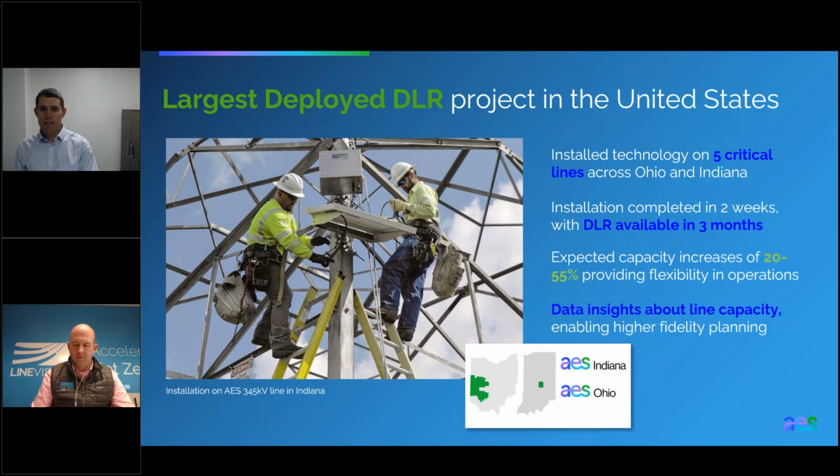And once those line profiling studies are done, we then can align, okay, where do we have good DLR opportunity with which lines were deemed the most critical, and of that we selected 5 transmission lines, right? And those are the ones that we've installed sensors on across Indiana and Ohio. And after that, the installation is pretty straightforward. It was completed in 2 weeks.